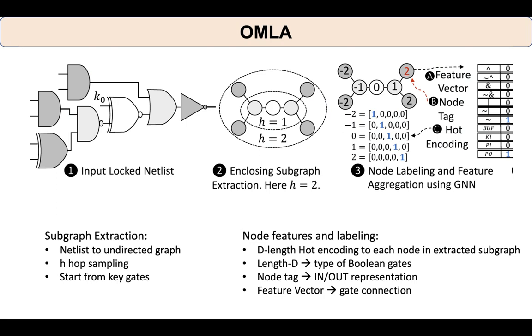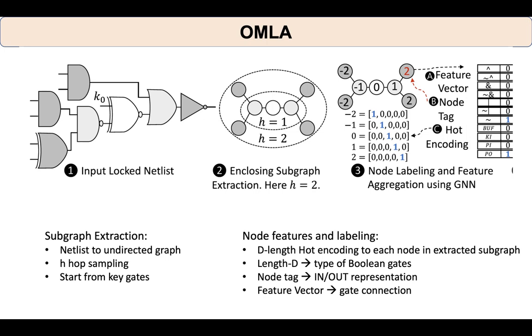The dataset generation for OMLA is pretty similar to SAIL. It just considers the subgraph as undirected and extracts the features by the hop technique. Hop 1 dictates the gate surrounding directly and hop 2 goes one step further for mutual connection and so on. There is no pre-synthesis post-synthesis pair here. The nodes are labeled by input-output information to maintain direct connection for the adjacency matrix.